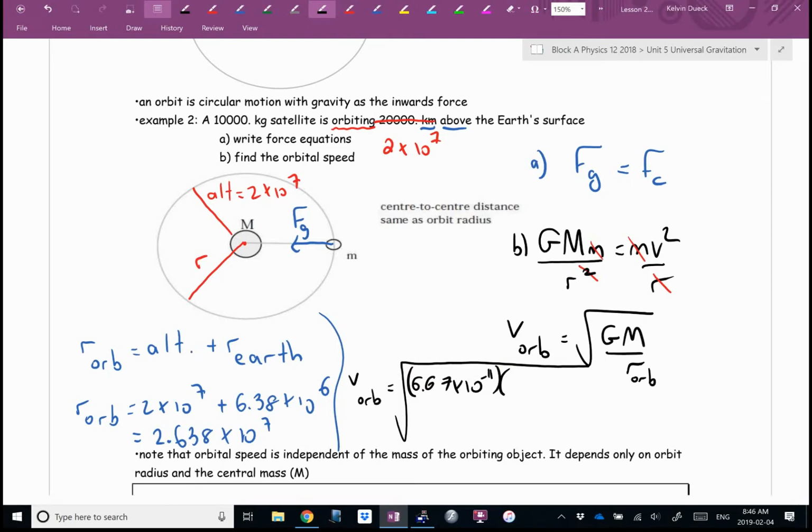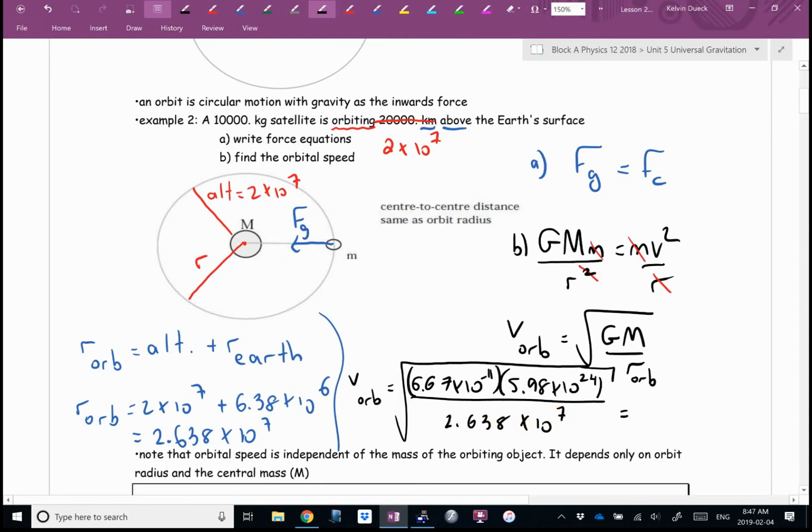We'll also do other planets, but if I do that, I'll almost always give you the mass of the planet in the question. The 3 you have are the mass of the moon, the mass of the sun, and the mass of the Earth on your sheet. 5 point something times 10 to the 24th, all divided by 2.638 times 10 to the 7th.